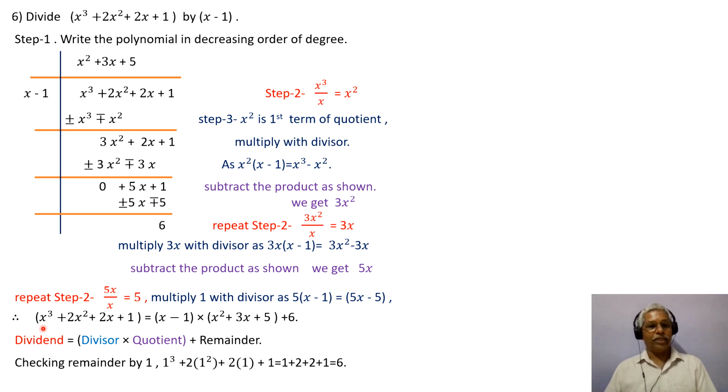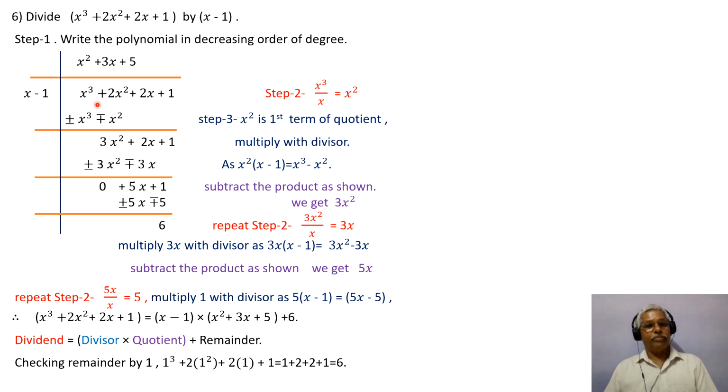So you can write this: x cube plus 2x square plus 2x plus 1 equal to x minus 1 into this, plus a remainder 6. So dividend equal to divisor into quotient plus a remainder. Now check, the 0 of this is 1. Now see this remainder is 6.